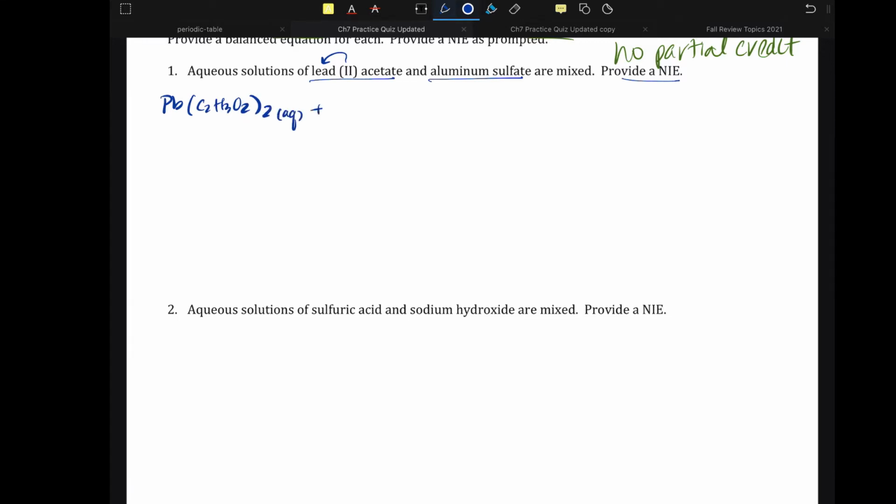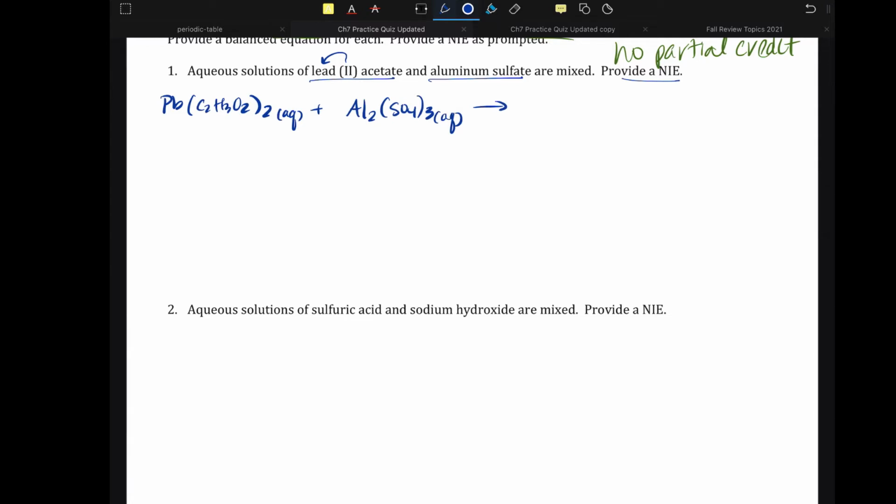My other reactant is aluminum sulfate, right? Aluminum has a charge of +3, sulfate has a charge of -2, so 6 is our lowest common multiple, and so we're going to do that, aqueous. And if as I'm saying that, you're like, oh, that's all so fuzzy, then you should go back and watch the Chapter 5 review stuff first to refresh your memory.